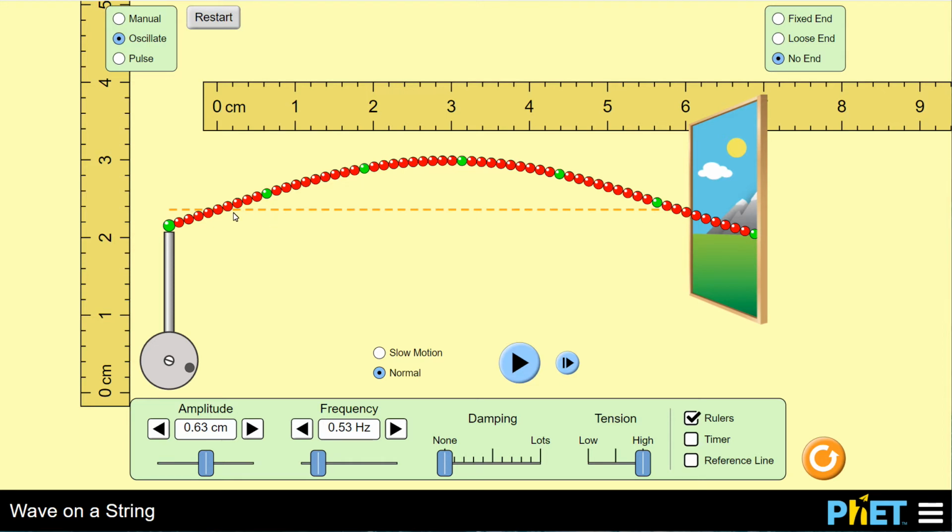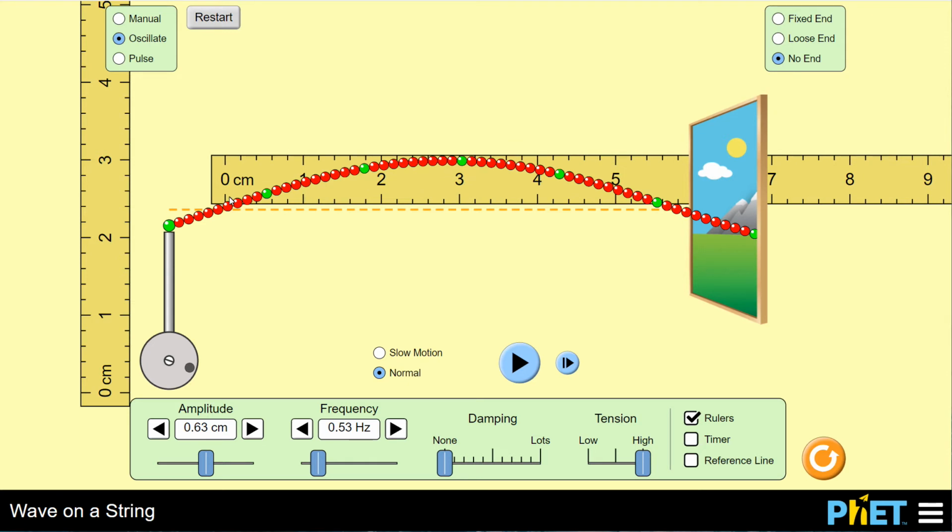Well, remember, for a full wavelength, that has to go from equilibrium up to crest down to equilibrium. Then it has to go through a trough back to equilibrium. And so from equilibrium here, let's say put it at 0, all the way down to where it reaches equilibrium next. That's not a full wavelength, that's half a wavelength.